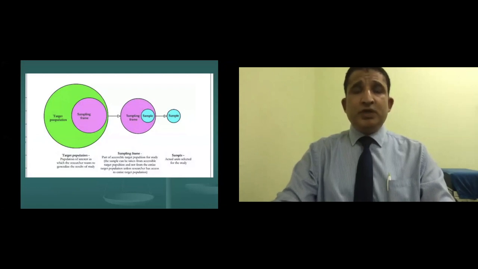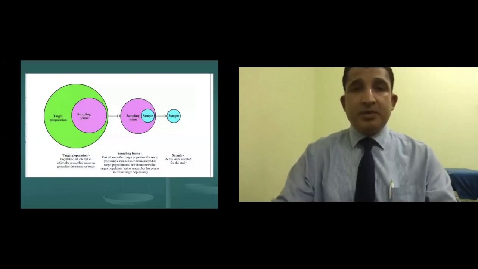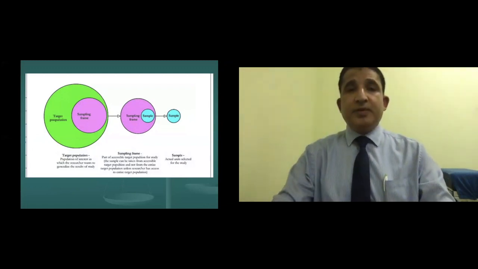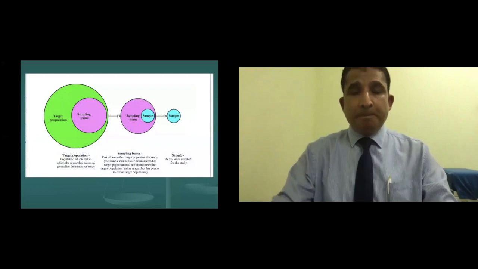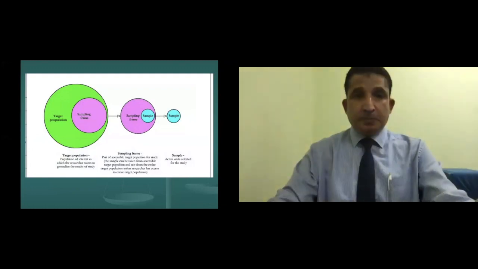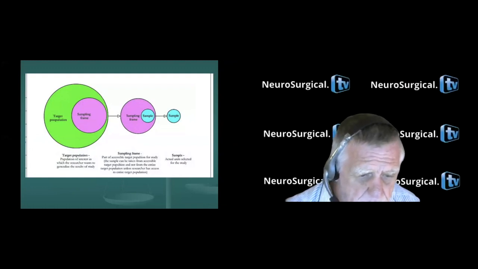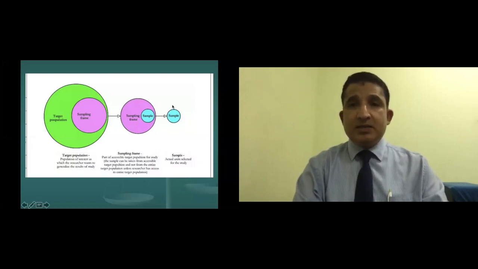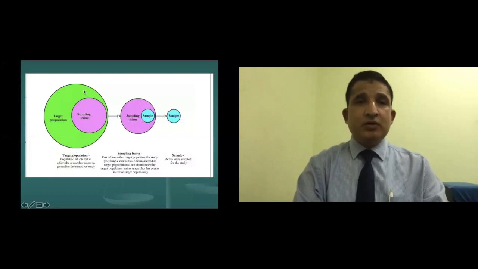This picture will beautifully illustrate what the target population is, what the sampling frame is, and what the sample is. Target population is the population of interest to which the researcher wants to generalize the results of the study. For example, if I am interested in cerebral aneurysm, studying the entire population is just not possible. So we take the sampling frame, which is the accessible part of the population. And from that sampling frame, I will take a sample and do the research. From the research, my intention would be to generalize the result of that sample back to the target population.